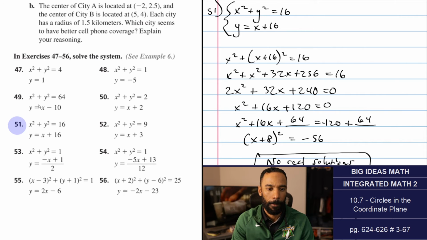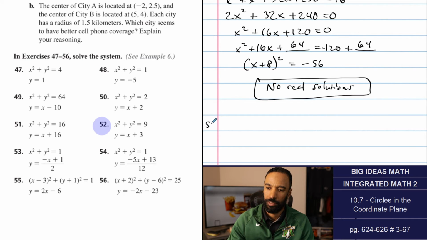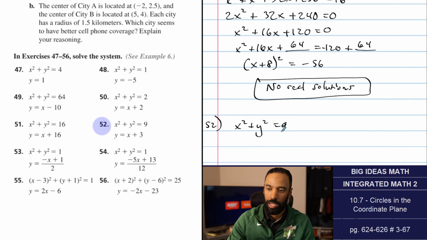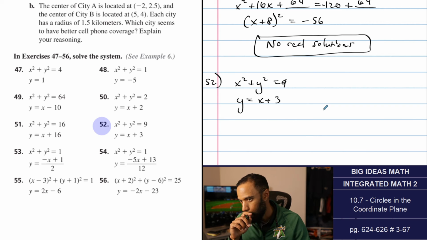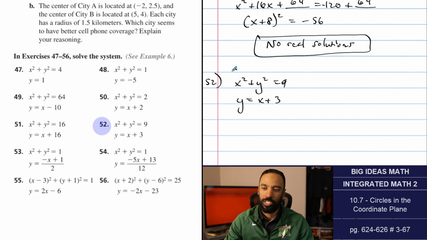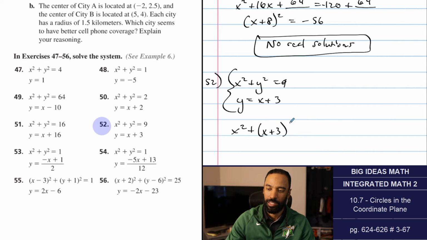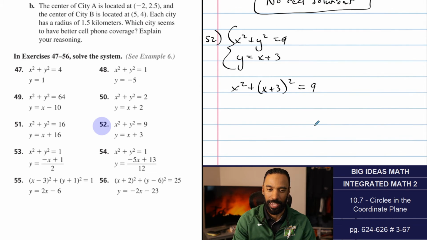Number 52 is this guy. X squared plus y squared equals 9. And y equals x plus 3. This seems prime for something to work. Does it hit tangentially? I don't think so. I think it's going to hit 2 points. Let's see. So x squared plus y squared equals 9, in R squared, if you will.